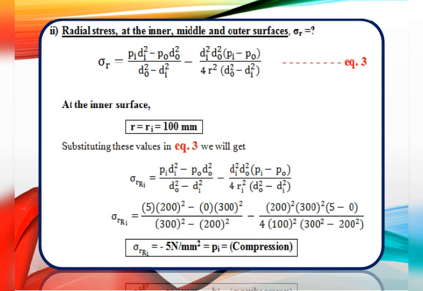So Pi is equal to 5, di square is 200 square, minus P naught is 0, d naught is 300 square divided by d naught square, that is 300 square, minus di square, that is 200 square, minus di square 200 square into d naught, that is 300 square, into Pi minus P naught, that is 5 minus 0, divided by 4 into Ri square, that is 100 square, into d naught square, that is 300 square, minus di square, that is 200 square. By simplifying that, we are getting the value sigma r Ri, that is radial stress at the inner radius, equal to minus 5 Newton per mm square.